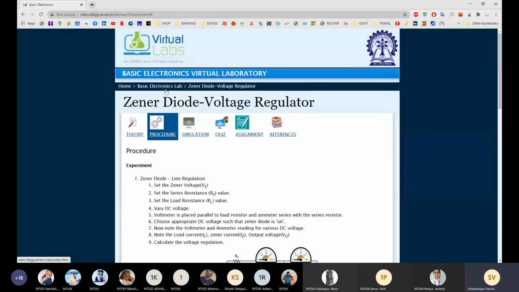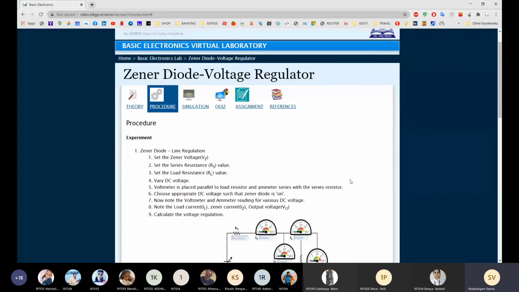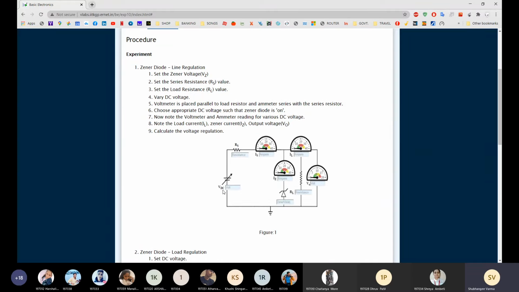So we will see the procedure. Today we are going to perform load regulation and line regulation for the Zener diode as a regulator. First we will see line regulation. Line means your input side. For this we are going to change your input and see the effect on load current. So what is the first step? First step, we are going to set the Zener voltage.